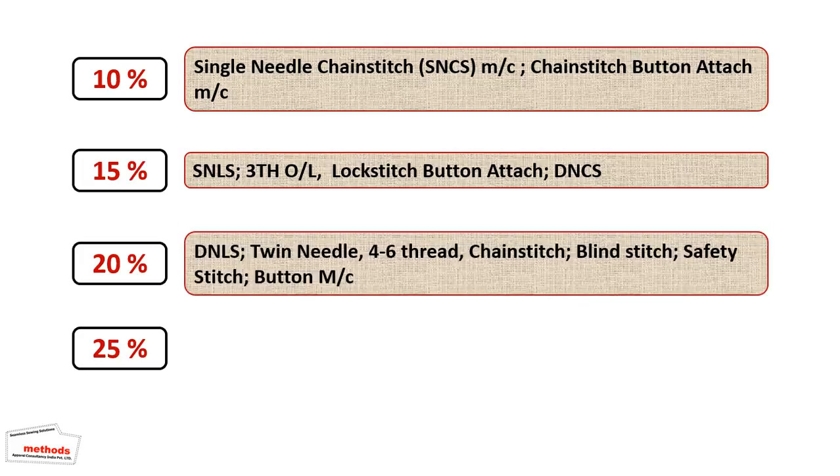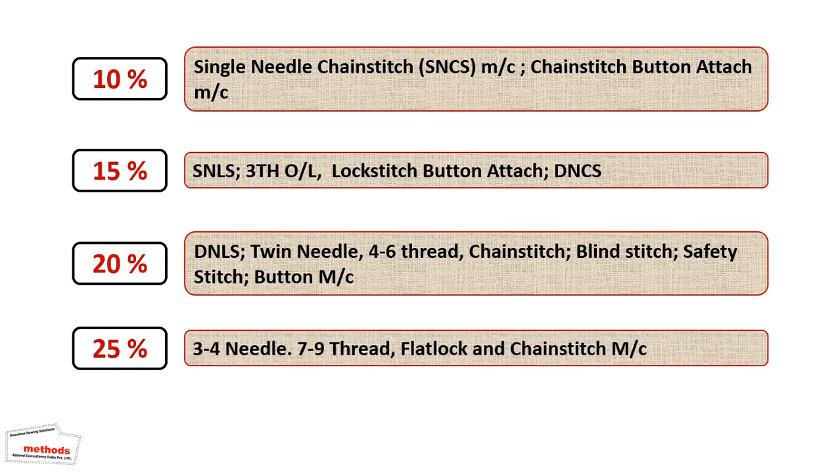The third category gives 20% machine allowance and includes machines like double needle lock stitch, twin needle, 4 to 6 thread chain stitch machines, blind stitch, safety stitch, and various button machines. The last category of machine allowance gives 25% of allowance and includes machines like 3 to 4 needle and 7 to 9 thread flat lock and chain stitch machines.